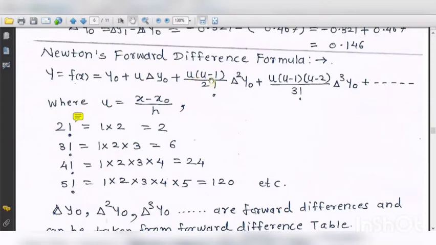So it is u into u minus 1. So here, as it is the second term, it is 2 factorial here. And 2 minus 1 is 1, that is up to u minus 1 you have to consider. So obviously in the next term, u minus 2 will be added, as it is the third term. And instead of 2 factorial, there will be 3 factorial. What will be the next term? Let us write down here what will be the next term.